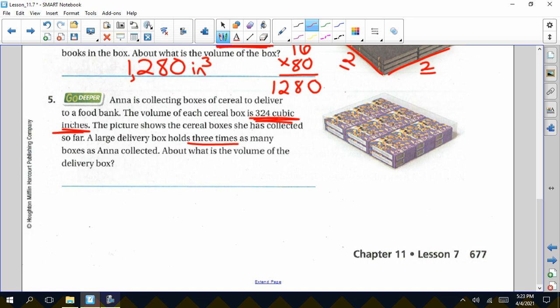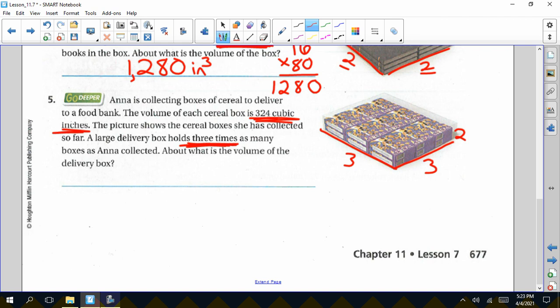So here's what she has collected now, right here. And we need to figure out, first of all, what's the volume of that? And then we're going to multiply it by 3. So to solve this, we need to figure out how many boxes of cereal she has already collected. This is 3 boxes long and 3 boxes wide and 2 boxes tall.